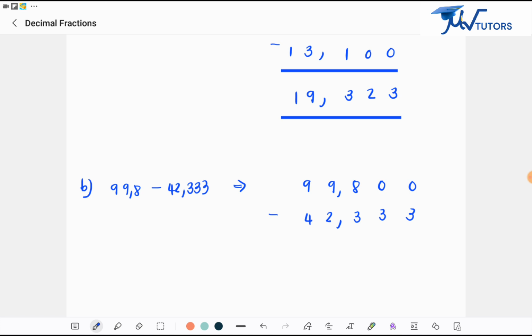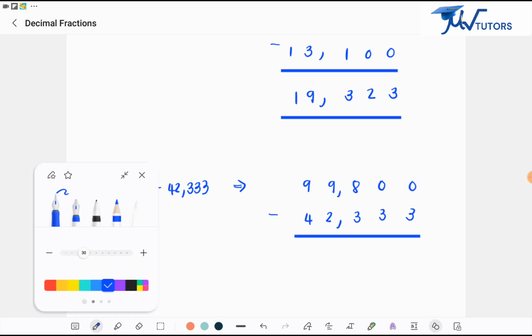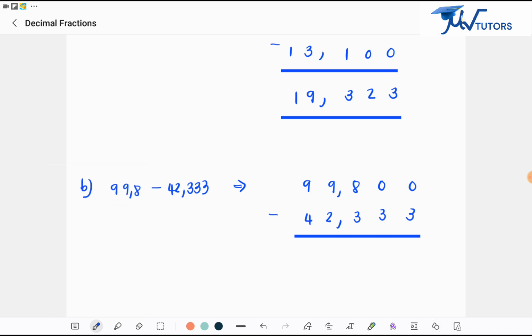Okay, it's not like you're saying 99,800. No, it's simply 99,8. No matter how many zeros you put after the 8, it's still 99,8. All right, so now we're going to say 0 minus 3. We cannot just say 0, so we need to go borrow from the next. Now you see there's a 0 as well, okay? Now we need to go borrow from the 8.